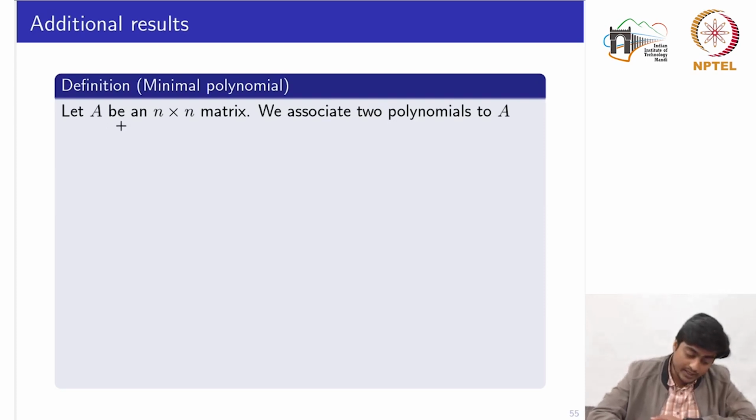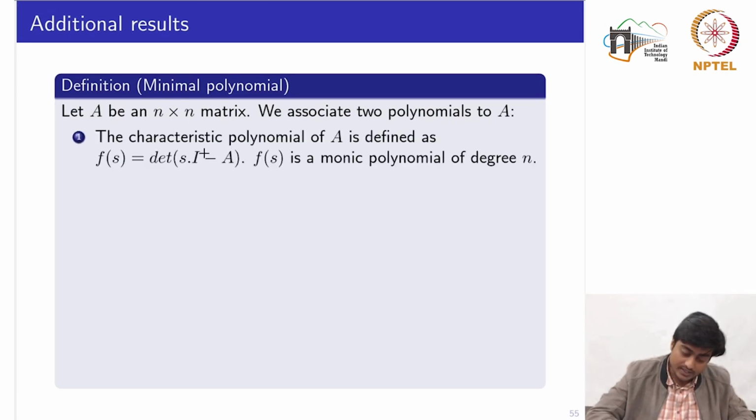Let A be an n cross n matrix. We associate two polynomials to the matrix A. First is the characteristic polynomial, which we had already seen, given by the function f of s as the determinant of sI minus A, where f of s is a monic polynomial of degree n.